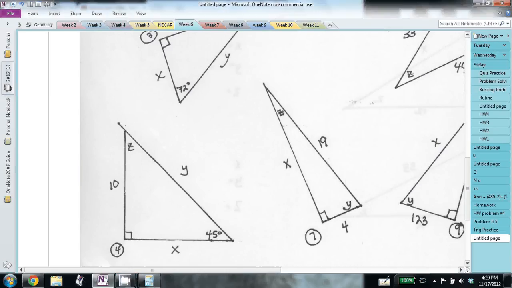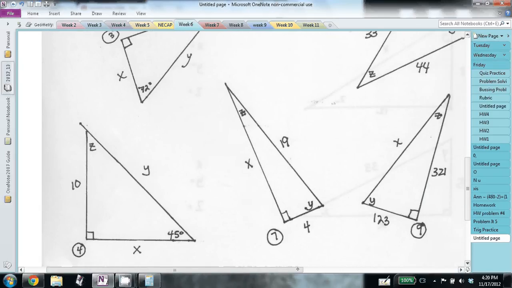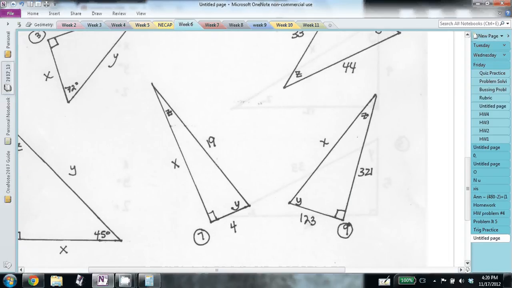Alright, so let's take a look at problem number 7. I need to look for angles. I'm looking for angle Z, and I'm also looking for angle Y. That means I'm going to be using the inverse tangent, inverse sine, or inverse cosine rule. Whenever you're looking for an angle, you are using the inverse functions, like inverse tan.